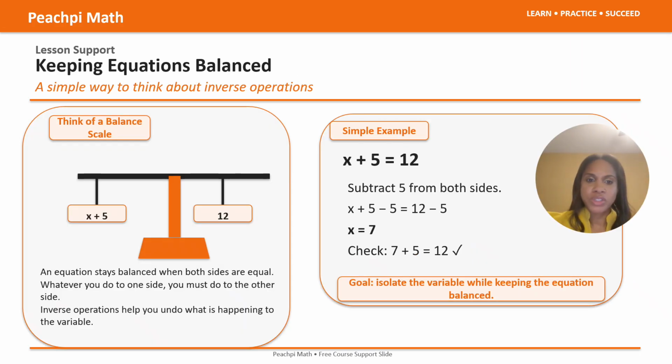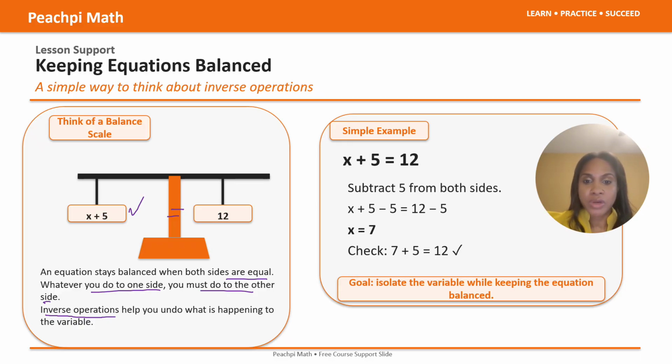So right here, we're just looking at what keeps an equation balanced. A simple way to think about inverse operations. In the example here, we have a balancing scale and both sides equal. In the example, x plus 5 equals 12. The x plus 5 right here is equal to the 12. So an equation stays balanced when both sides are equal. So whatever you do to one side, you must do it to the other side. And we do that by using inverse operations, and we're undoing what's happening to the variable.